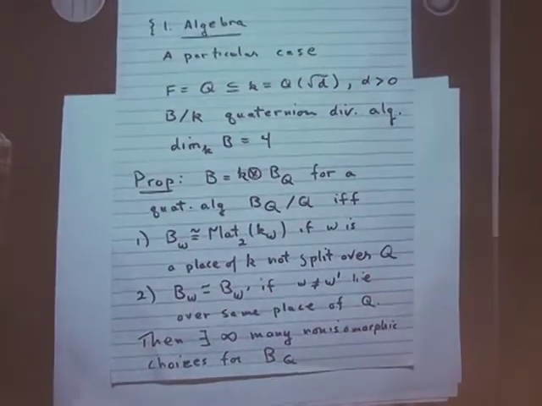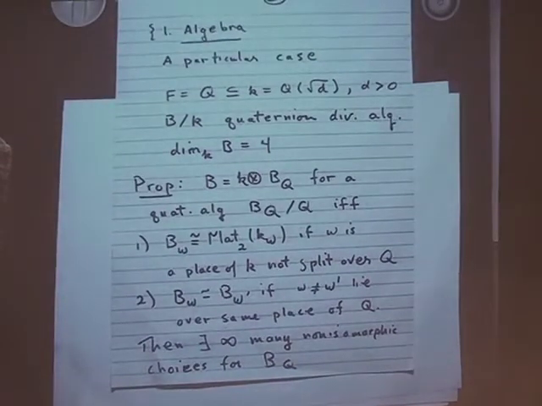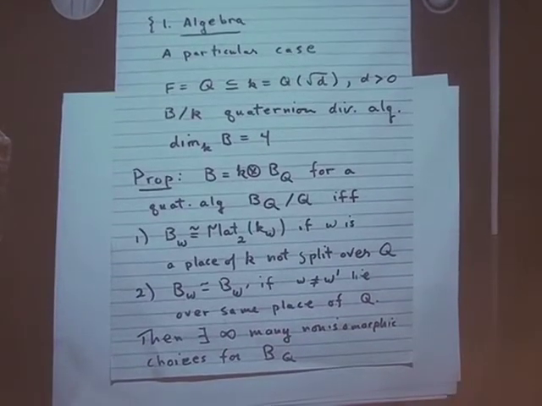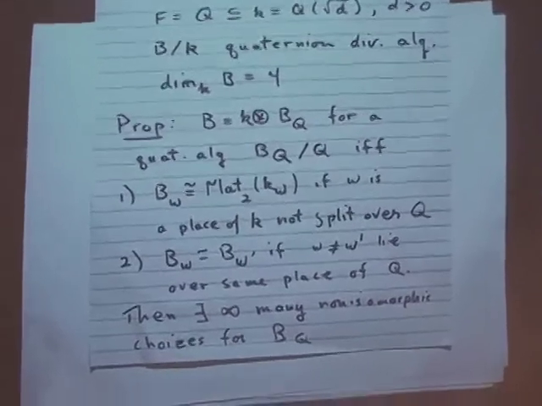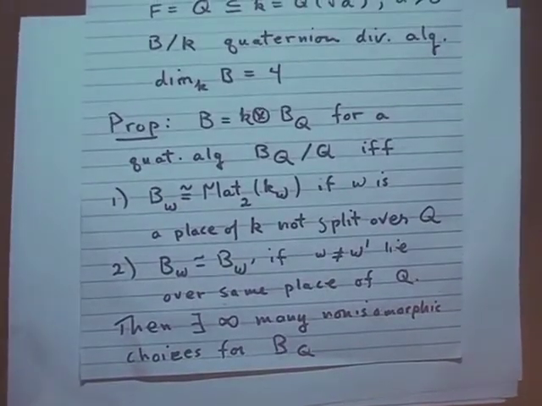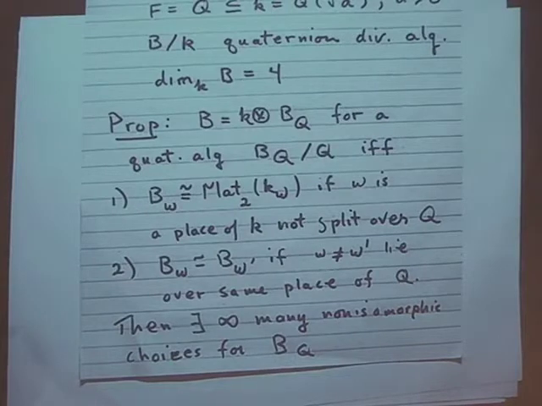And if you take two places that are split over the same place of Q, well, then the completions of K at w and w' are both isomorphic to the completion of Q at a certain place. And it makes sense to say these algebras have to be isomorphic. They're either the matrix algebra or, up to isomorphism, the unique quaternion division algebra over the corresponding completion. But they have to agree at two places that lie over the same place of Q.